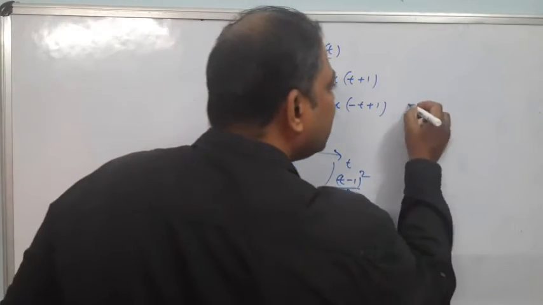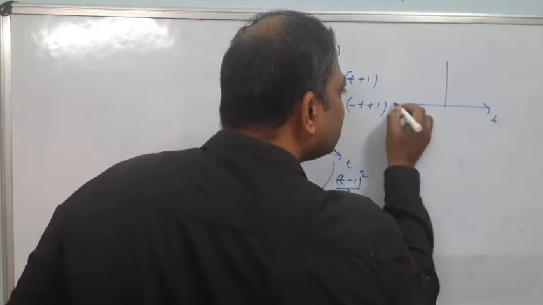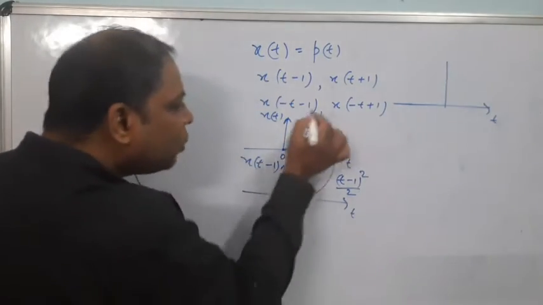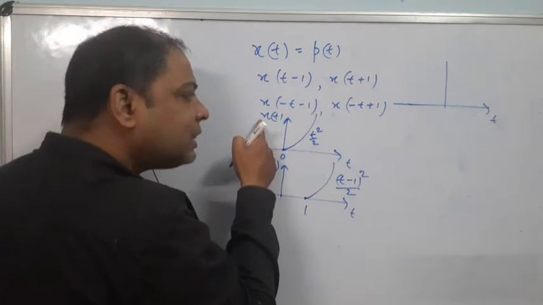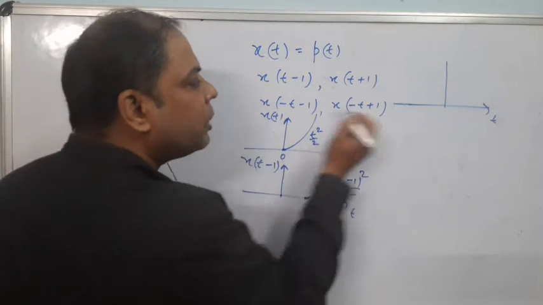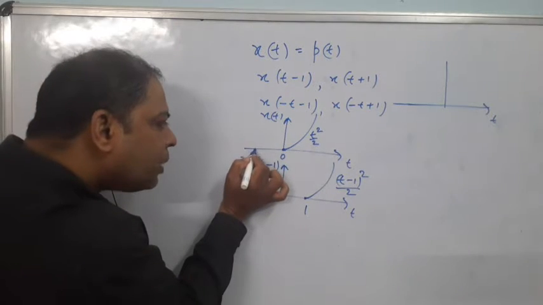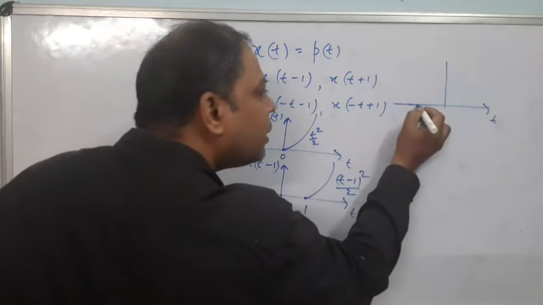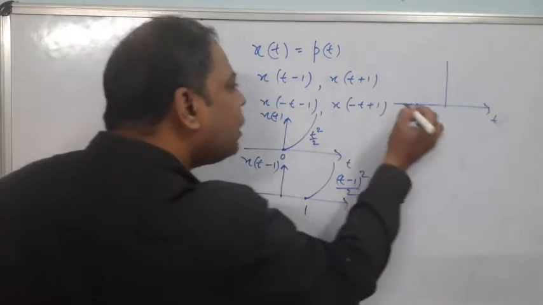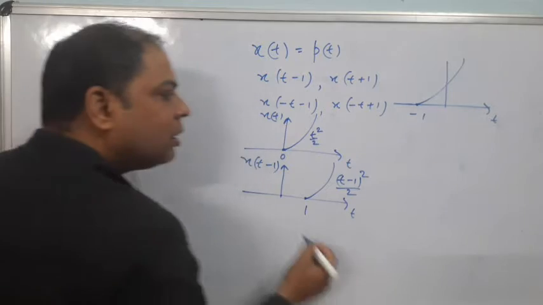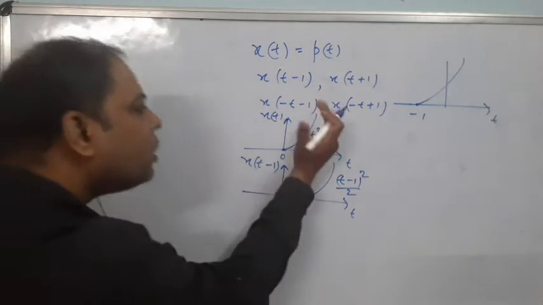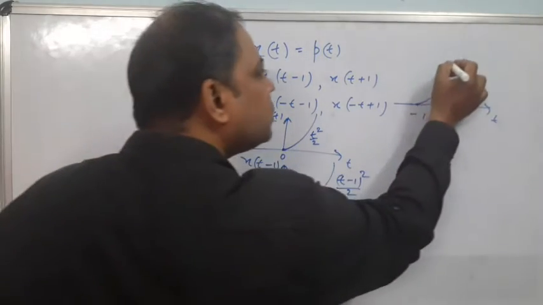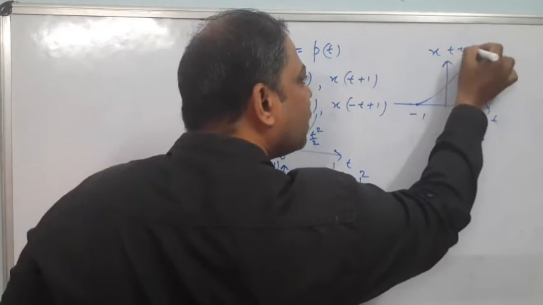Now this is your x of t minus 1. Now x of t plus 1, here I am drawing, this is time axis, x of t plus 1. x of t plus 1 means, plus means left shifting. That means this signal, which signal? x(t) you have to shift towards left by an amount of 1 unit. So left shifting means it will come to minus 1. One unit left shifting means it will come to minus 1. So here actually minus 1. And this shape will remain. Because this figure you are only shifting, that's all. Now this is your x of t plus 1.